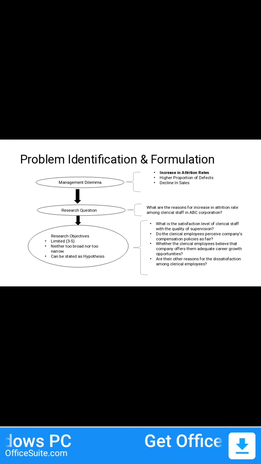The first one is, what is the satisfaction level of clerical staff with the quality of supervision? Why have we taken up this particular research objective? Because we know that if a clerk is not satisfied with the quality of supervision... What do you mean by quality of supervision? How your boss behaves with you. Is he too tough a boss, or is he helpful? Does he help you out? Does he advise you, or does he only keep assigning you a lot of work? So that is the meaning of the quality of supervision.